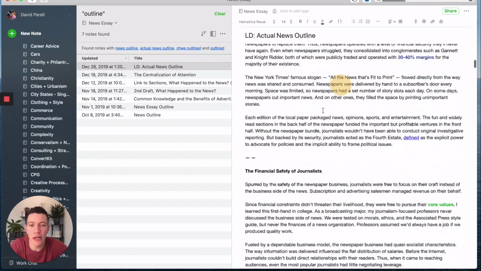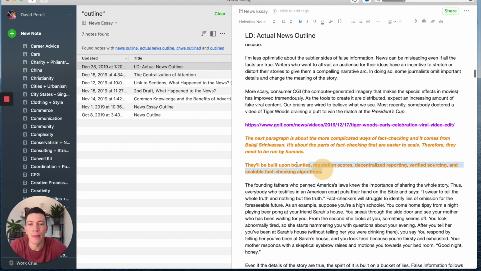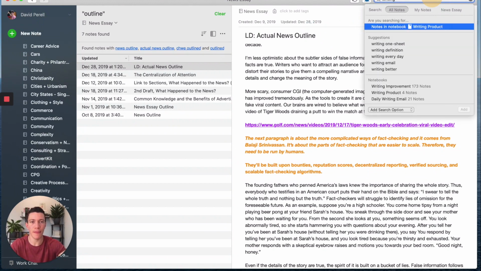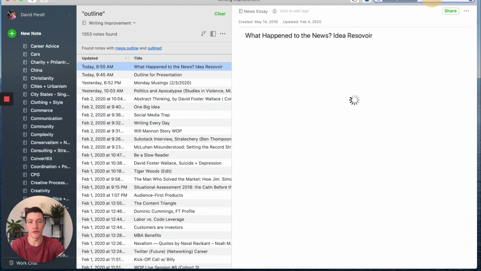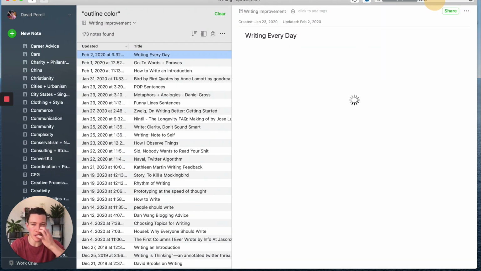And what I do is I write little notes to myself. So I'll write, need an introduction here, need a transition here. I have these little codes that I use. Let me show you this. This is really helpful. This will end up saving you a lot of time if this is the kind of thing that works for you.